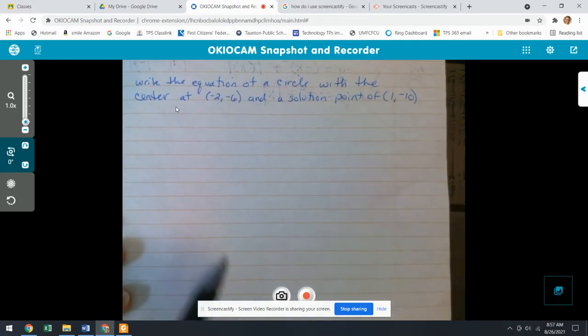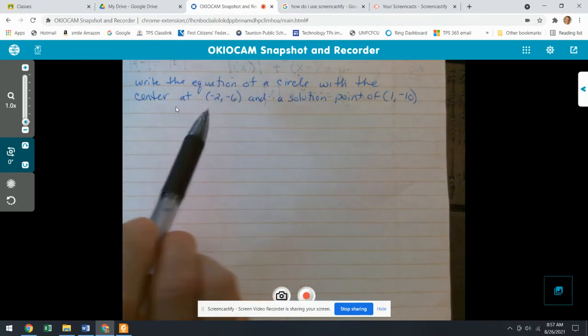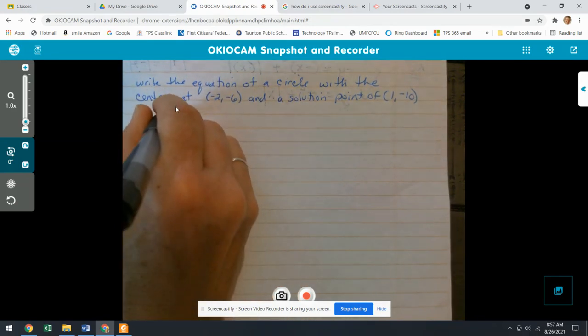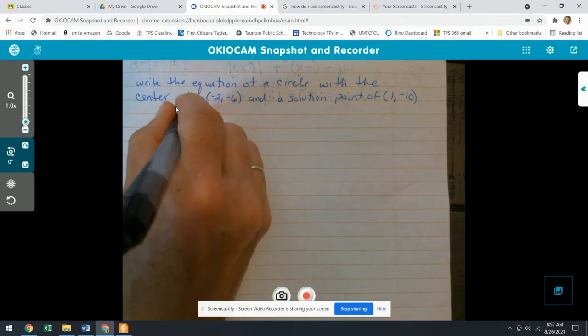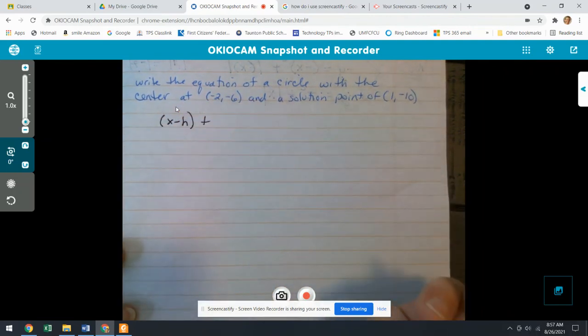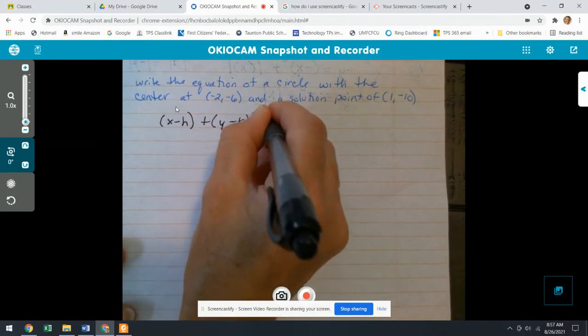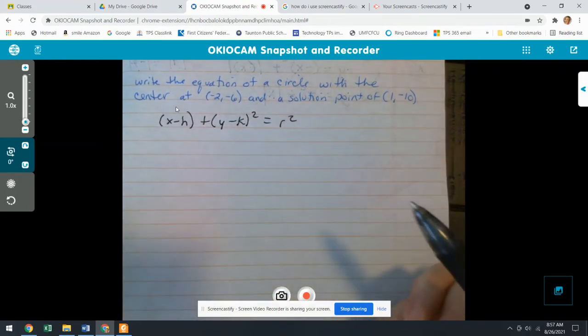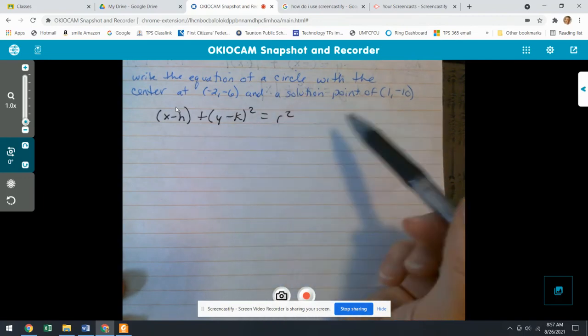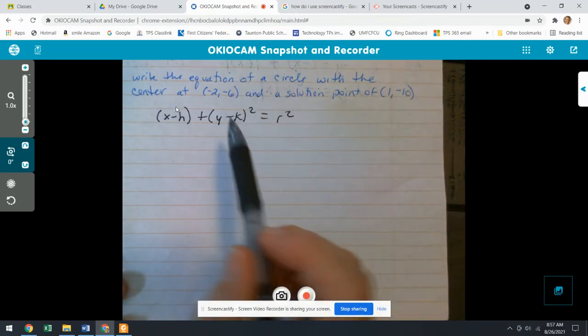This one's a little bit different. We still need to find a value for h, k, and r, but they did not give us the radius. So we need to find the radius. The way that we're going to find the radius is by using the distance formula. So let's just process this.